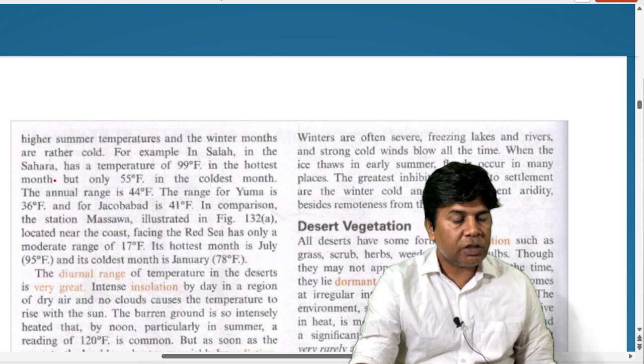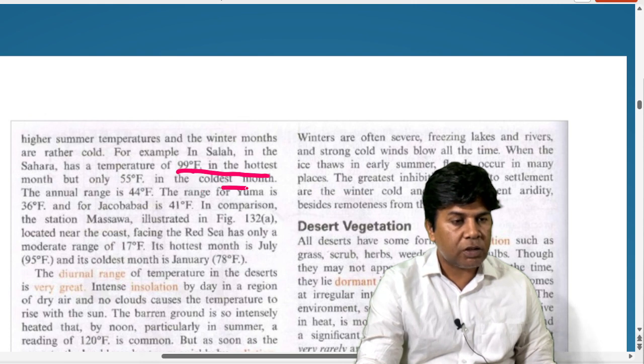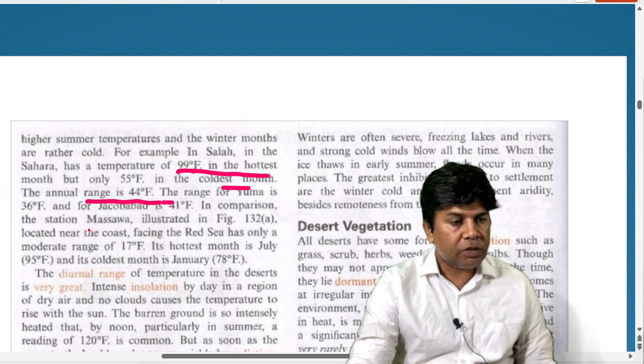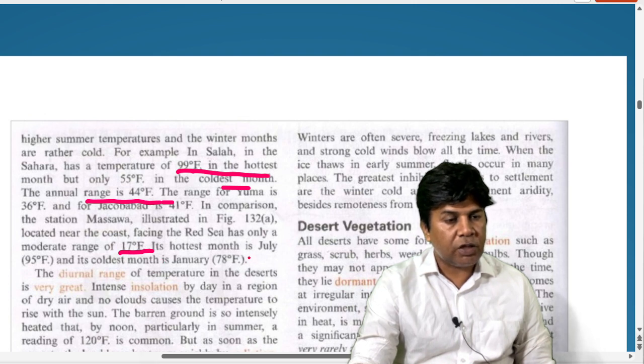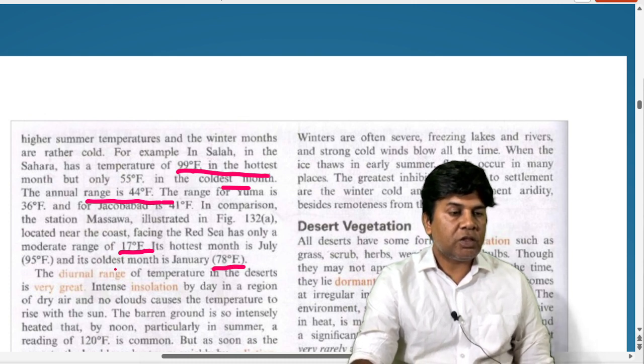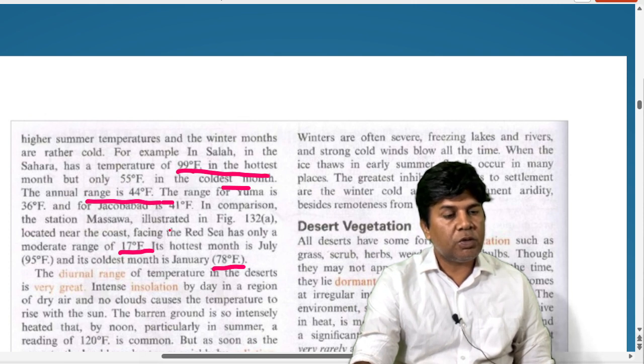For example, Salah in the Sahara has a temperature of 99 degree in the hottest month, but only 55 degree in the coldest month. That's why the annual temperature range is very high, 44 degree Fahrenheit. The range of Yuma is 36 degree Fahrenheit, and Jokogawa is 41 degree Fahrenheit. In comparison, the station Massawa illustrated in the figure, located near the coast facing the Red Sea, has only a moderate range, because we have already talked about the maritime influence. Its hottest month, July, is 95 degree Fahrenheit, and coldest month, January, is 78 degree Fahrenheit. So this phenomenon is called oceanicity, because of the influence of the oceans.